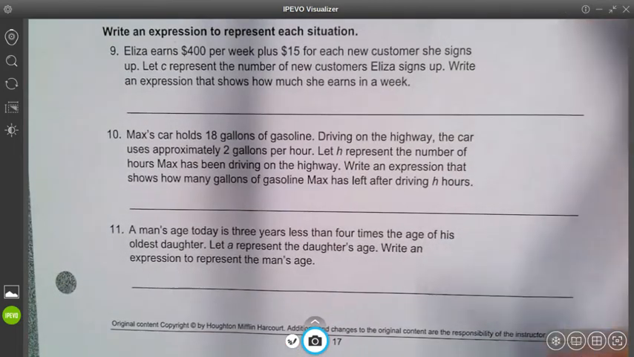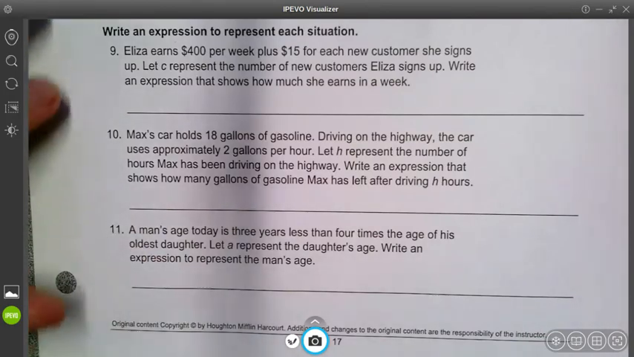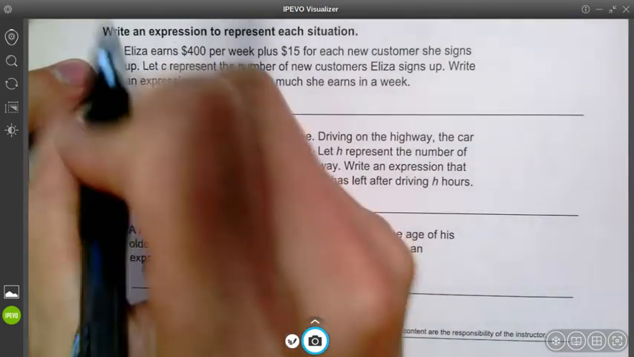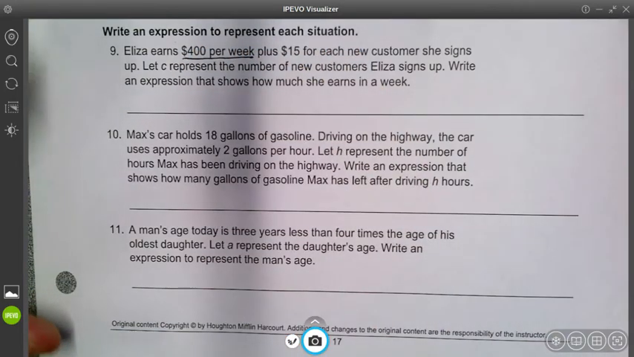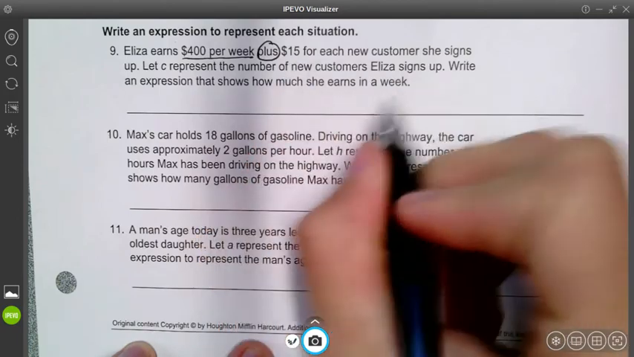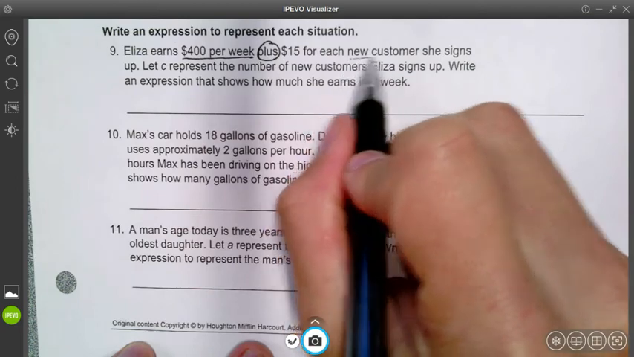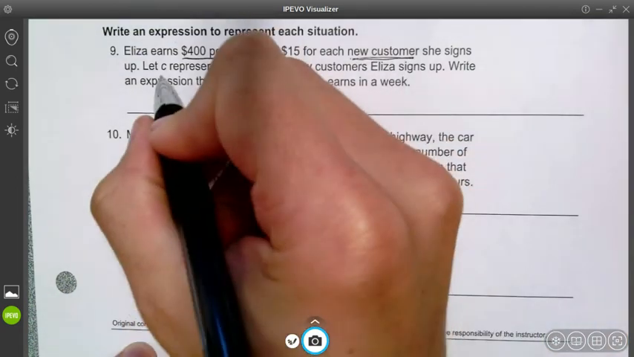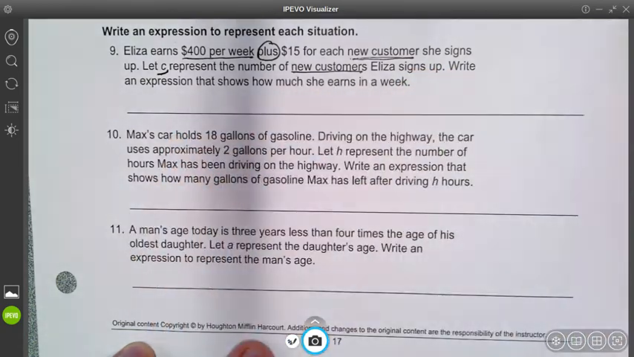We're going to shift gears and try to write some expressions now. And we need to kind of understand the situation. Eliza, our friend Eliza here, earns $400 each week. She gets that no matter what. Every week, she earns $400. Here's a keyword that's plus $15 for each new customer she signs up. Okay, so for a new customer, let C represent the number of new customers. Okay, so C represents the number of new customers, and we need to write an expression for how much she earns.